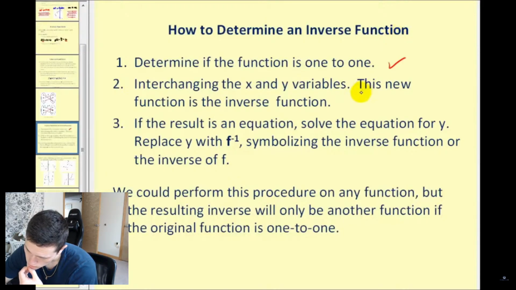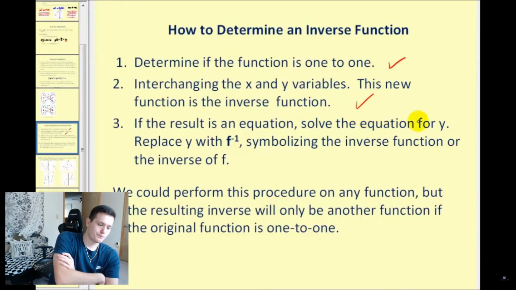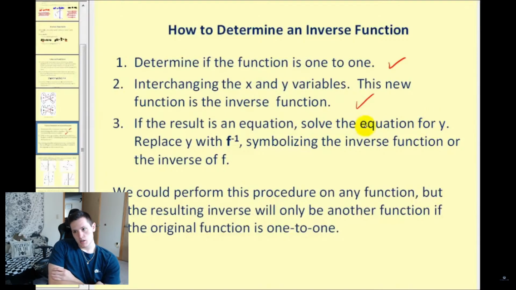Step 2, we'll interchange the x and y variables, and this new function is the inverse function. If the result is an equation, we need to solve the equation for y, and then replace y with our inverse function notation, showing it's the inverse of f. Now, of course, we could perform this procedure on any function, but the resulting inverse will only be another function if the original function is one-to-one.